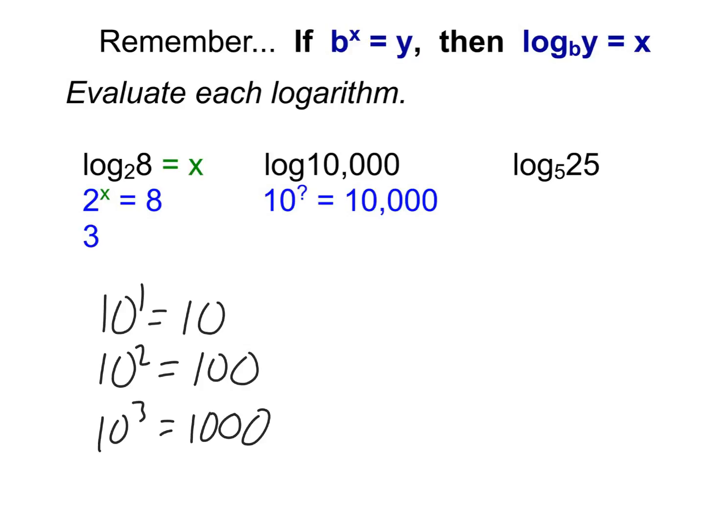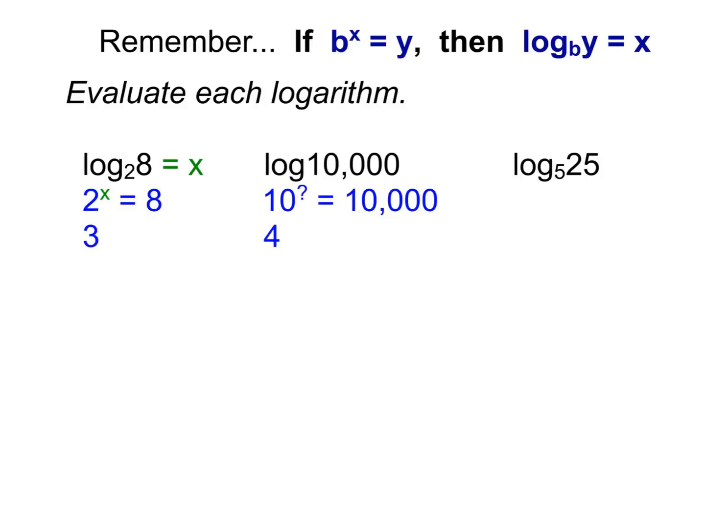What do you notice here? The zeros in the exponent. Yeah, the zeros. It's the same number of zeros as you saw in the exponent. So 10 to the power of 1, it's a 1 with 1 zero. 10 cubed is a 1 with 3 zeros. So 10 to the power of what would be 10,000? 4, absolutely, because there are 4 zeros. All right.